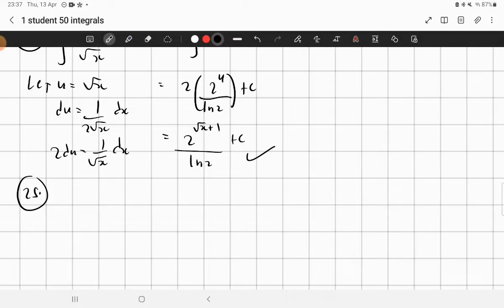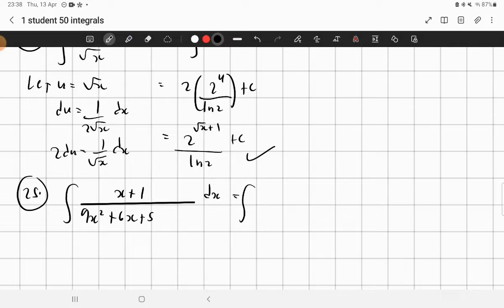Okay, 25. We have the integral of x plus 1 divided by 9x squared plus 6x plus 5. So we know that the denominator we could factor down. I believe we could factor down 45. What are the factors of 45? 3, then we have 5, we have 9, we have 15.